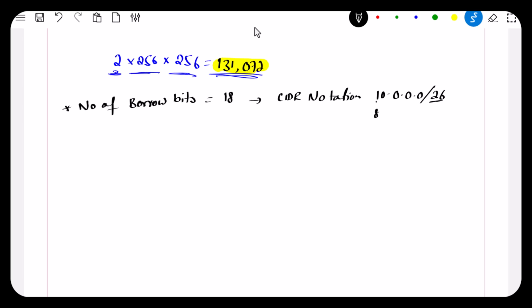26 mean 8 bits is here, 8 bits is this, and here, and 2 bits are here. So 26 is equal to 8, 8, 8, 2.